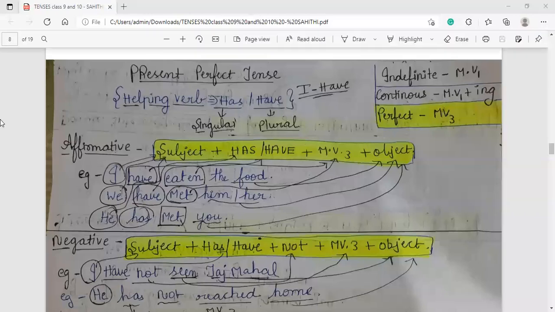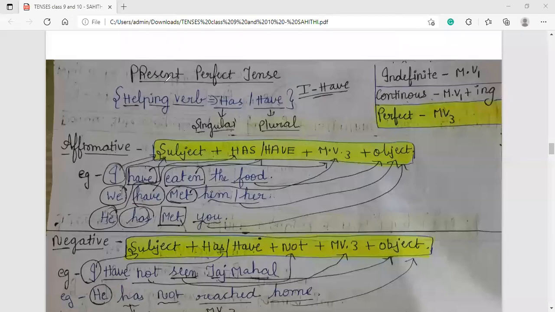Now present perfect tense में helping verbs, as I said, for present perfect tense we need to use has or have. See, now it is perfect. Now for perfect we need to use third form of verb, and helping verbs are most important. Okay, now has is the singular form and have is the plural form.